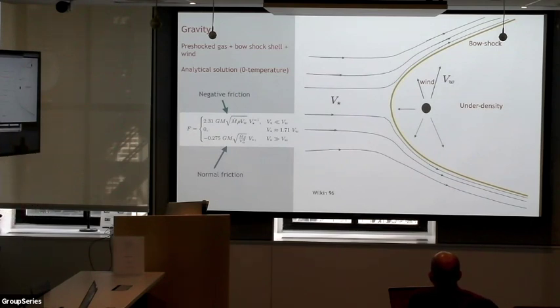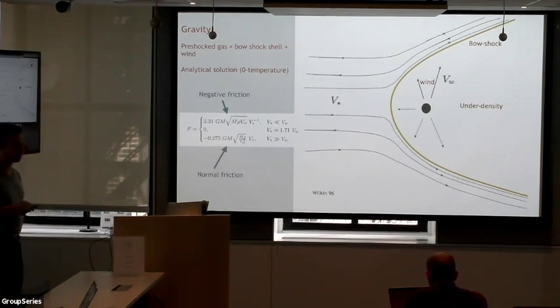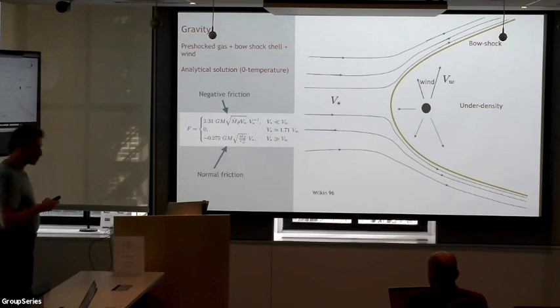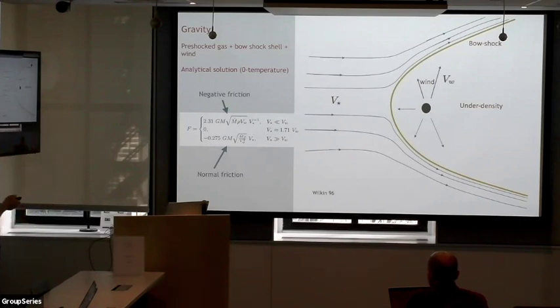So there are three components of gravity, right? One component comes from the gas which is ahead of this shell. The other component is the shell itself, and the third component is the wind. So you can take a Wilkin solution, you can analytically find the gravitational force which is acting on this compact object, and you find that there are three regimes. So the first regime is, V star is the velocity of the flow relative to this compact object. In other words, it's the velocity of the compact object moving through the gas. And then there is V wind, okay? So when V star is smaller than V wind, the friction is given by this expression, right? And it's actually negative, so it's pointing in the direction of the motion of the object, so the object accelerates.